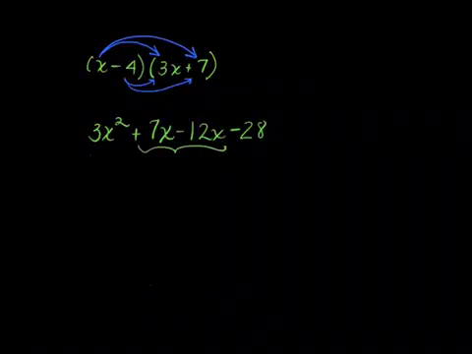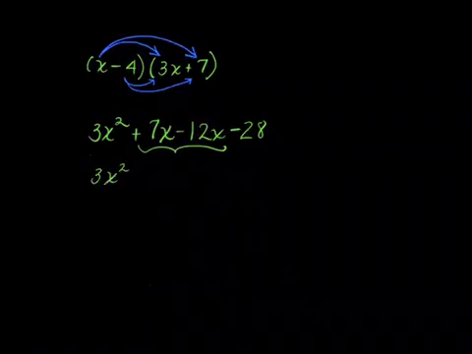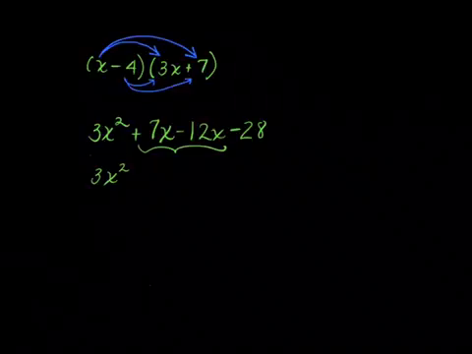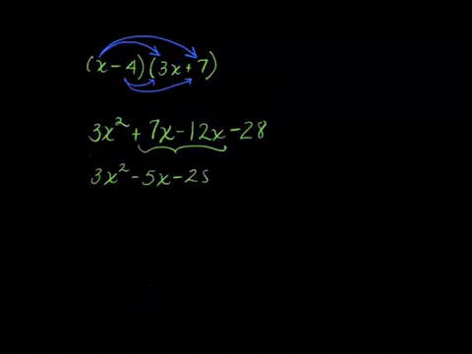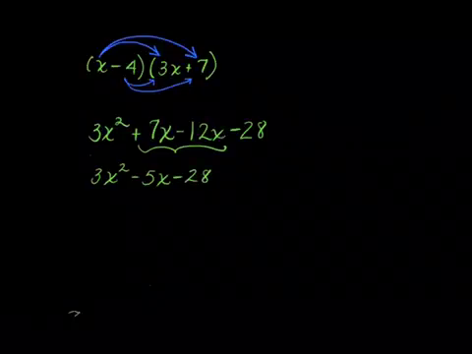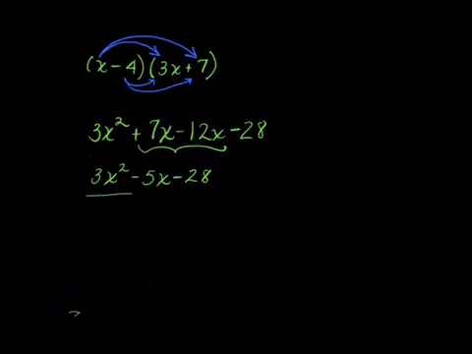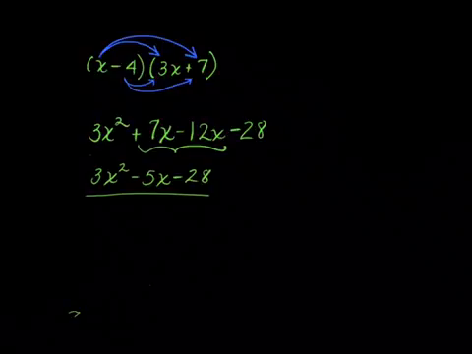And again, we combine like terms, which yields 3x squared. 7x minus 12x gives us a negative 5x minus 28. And so the product of x minus 4 and 3x plus 7 is the trinomial 3x squared minus 5x minus 28.